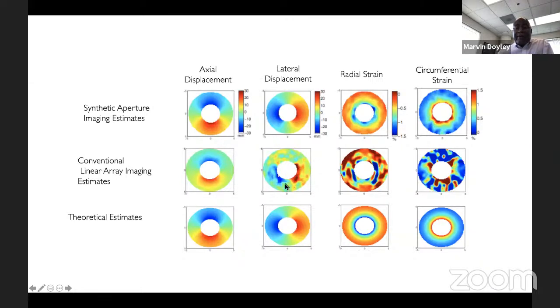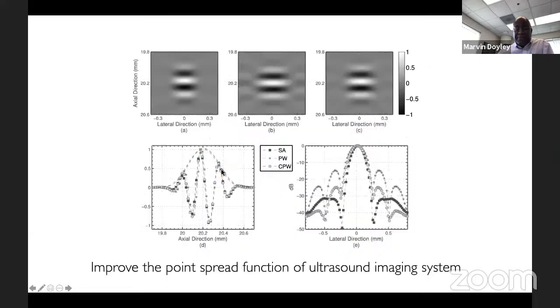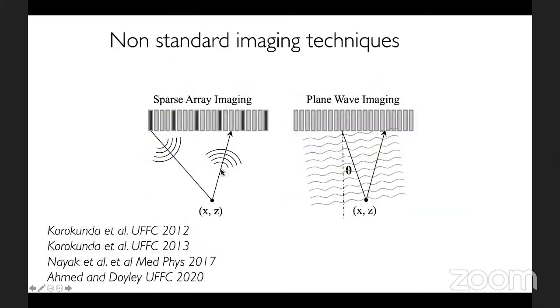To improve our ability to measure lateral displacement, but maintain our ability to measure axial displacement just as well, right? So what we did, Marvin?